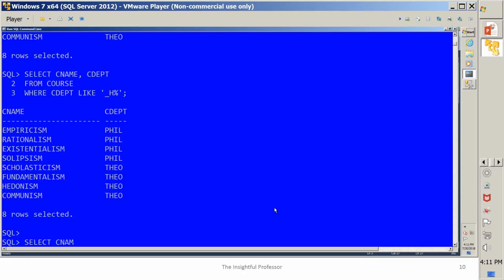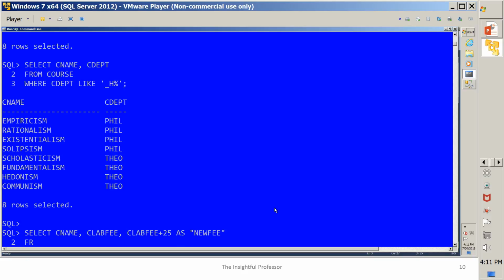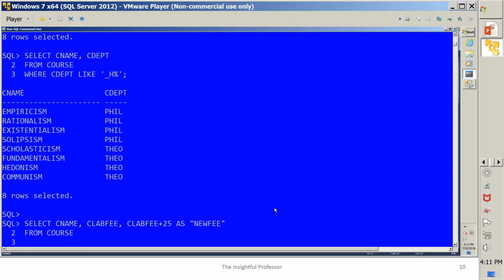I'm going to select the course name. I'm going to select the lab fee just for purposes of revealing what the original value is retrieved from the database. And then I'm going to add 25. And because it's a derived column, I'm going to give it a more meaningful or descriptive name. If I don't give it a name, what's going to happen is it's just going to become gibberish, may not be that meaningful to us.